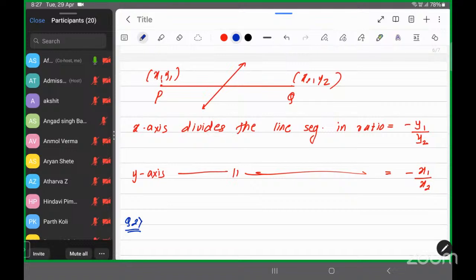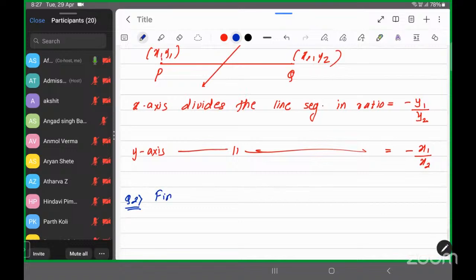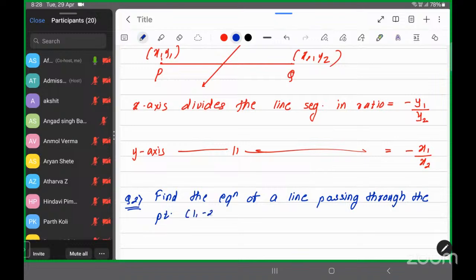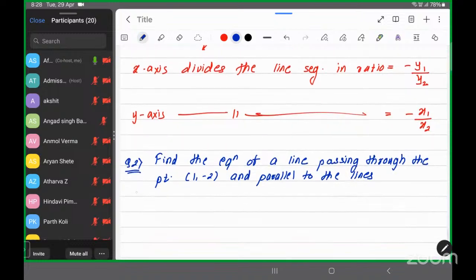Question number 2. Find the equation of a line passing through the point (1, -2) and parallel to the line 2x minus 3y equals 7.